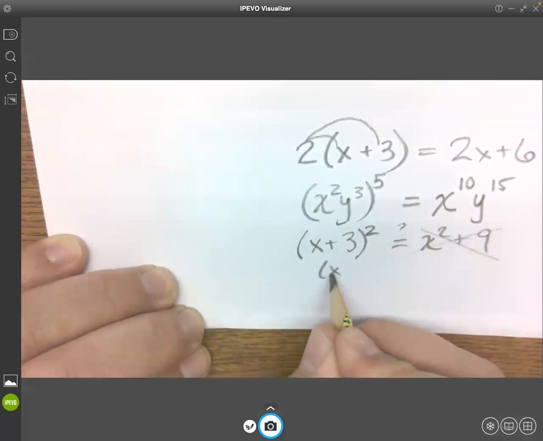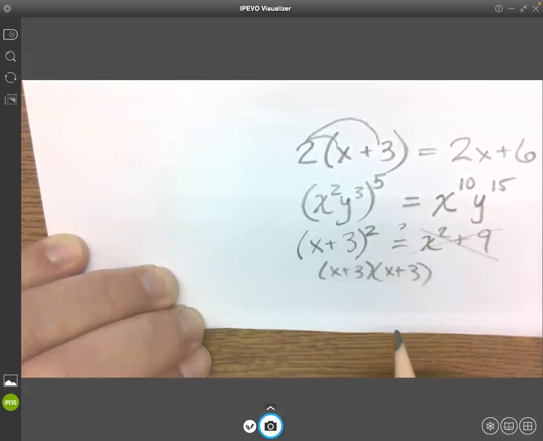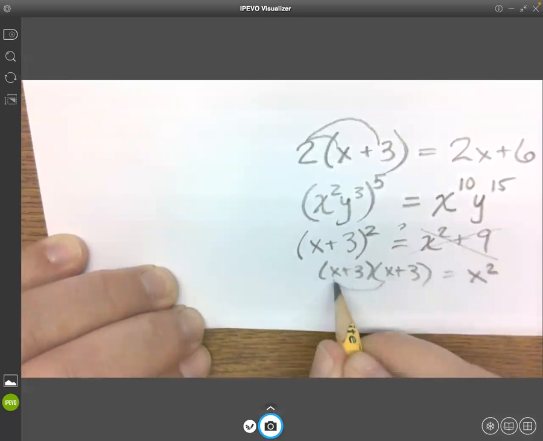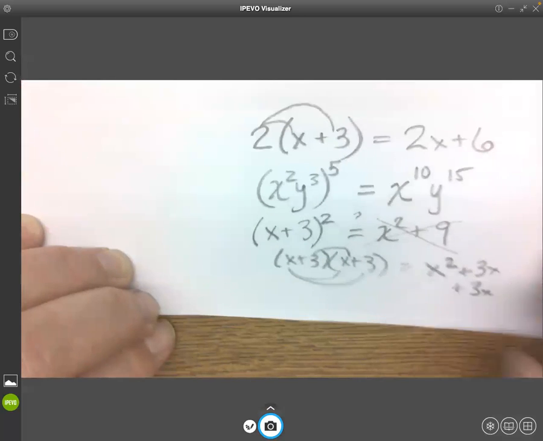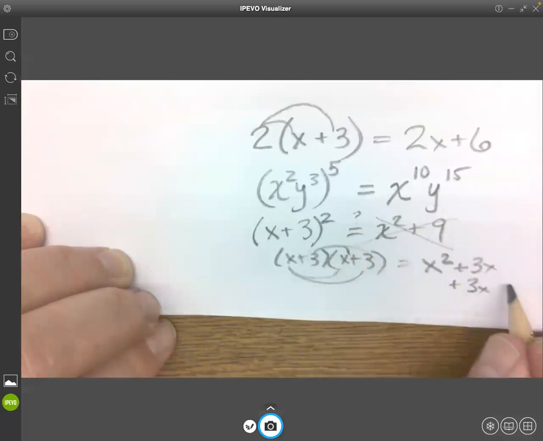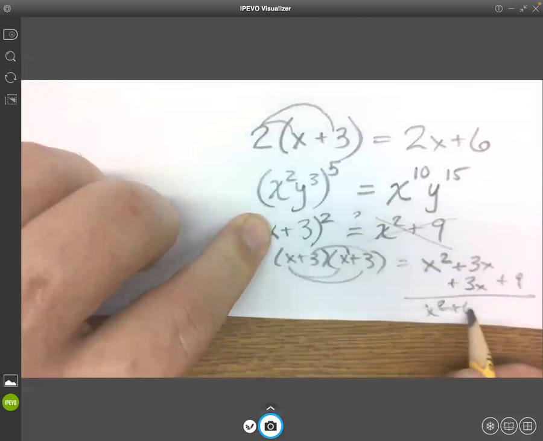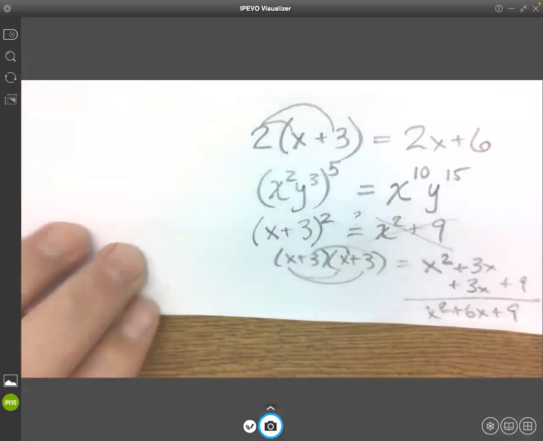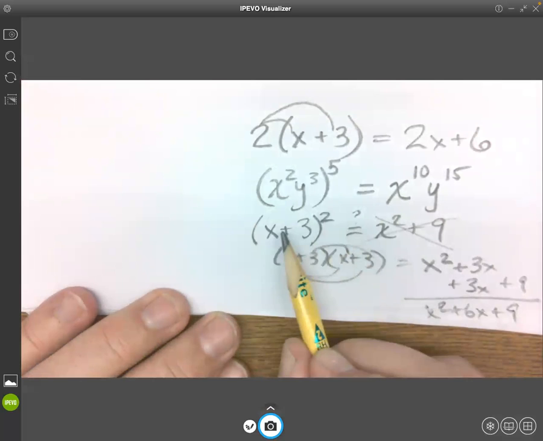Right. It's x plus 3 times x plus 3, which means we do x times x, x times 3, 3 times x, and then 3 times 3. And overall, we get x squared plus 6x plus 9. In other words, we were not allowed to distribute this 2, the squared, across this addition.